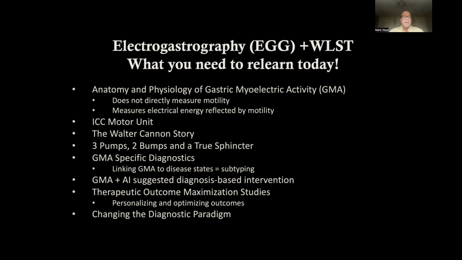I'd like to cover the anatomy and physiology of the gastric myoelectrical activity, and in particular point out that we are not directly measuring motility, but actually measuring the electrical energy that is reflected by motility. I want to talk specifically about a new concept known as the ICC motor unit, which is quite important. And one cannot discuss the anatomy and the physiology without, of course, paying homage to the Walter Cannon story, or what we will call 3 pumps, 2 bumps, and a true sphincter.